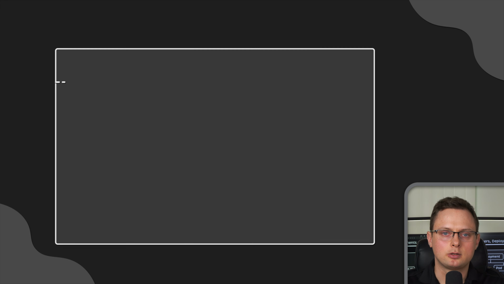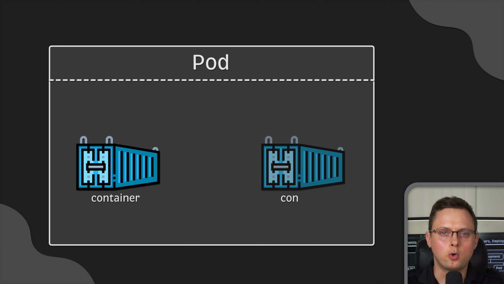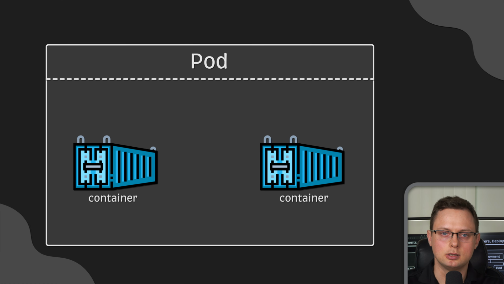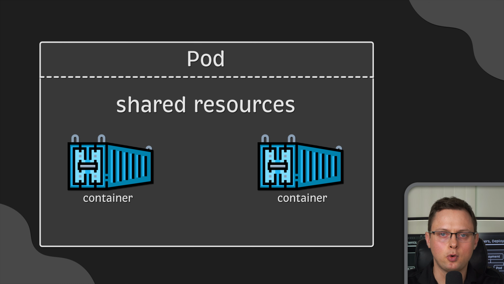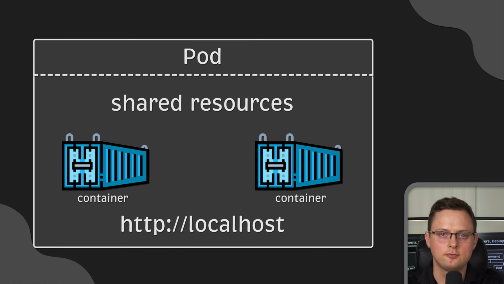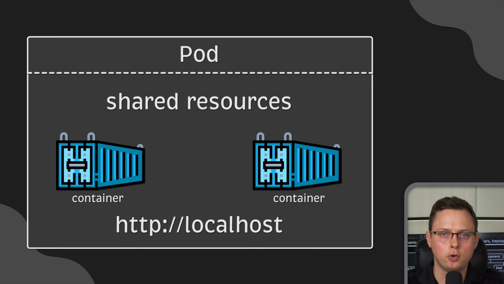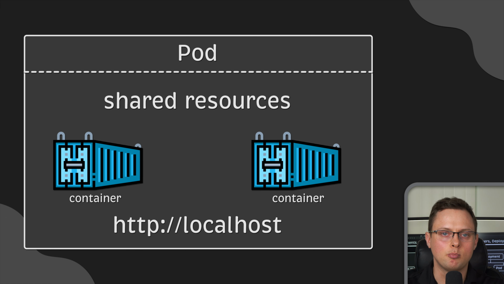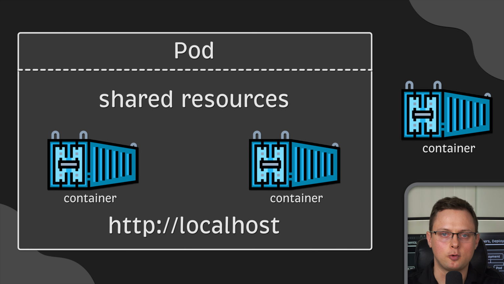Kubernetes doesn't run containers directly. Instead, it wraps one or more containers into a higher level structure called a pod. Any containers in the same pod will share the same resources and local network. Containers can communicate with other containers in the same pod as if they were on the same machine, while maintaining a degree of isolation from others.